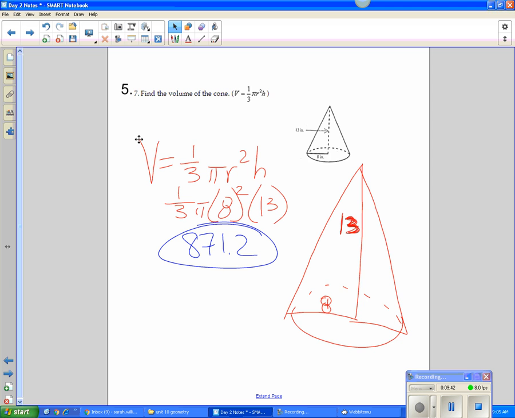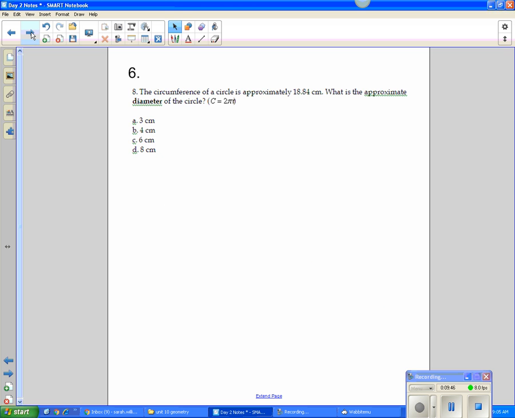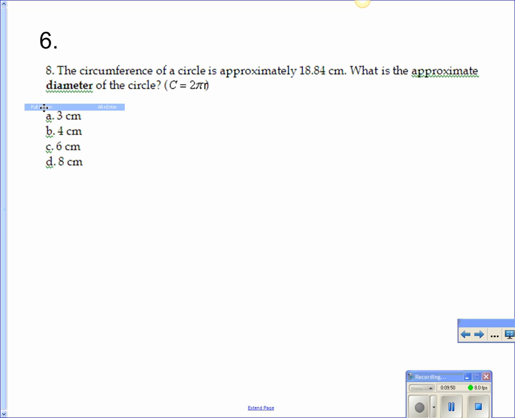Good. 871.2. Y'all agree with that? Y'all good? All right. Number 6. Number 6. Riley M., read this one for us. Circumference.